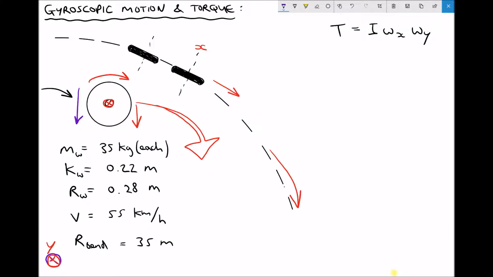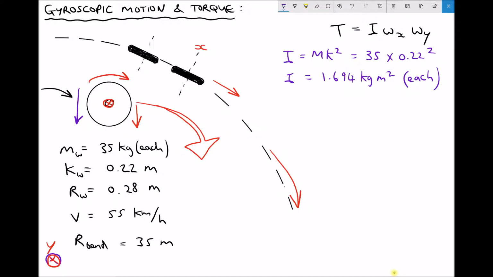So next, we need to calculate some parameters, and we know that we need the moment of inertia for the wheels. So I equals mk squared. We have the mass of our wheels as 35 kilograms. And we have the radius of gyration of 0.22, giving us a moment of inertia equal to 1.694 kilogram metre squared. But it is important to note that that value is for each wheel.